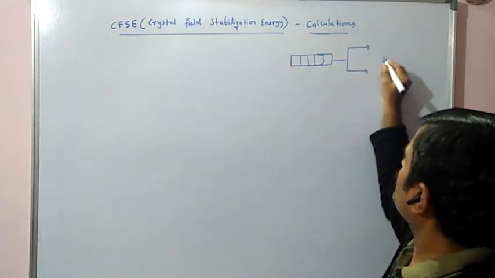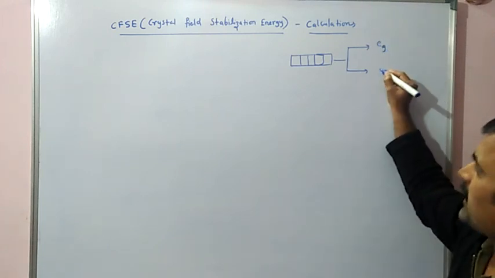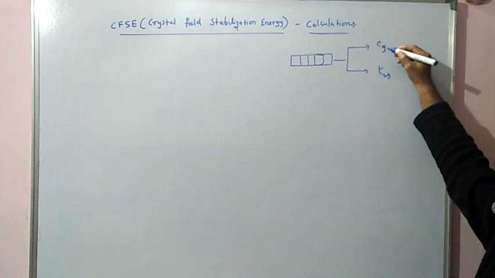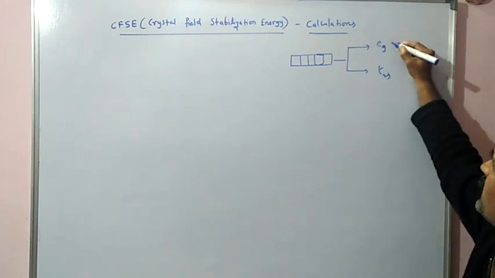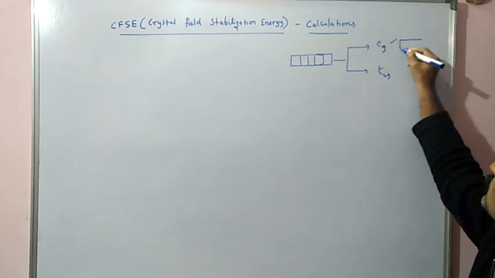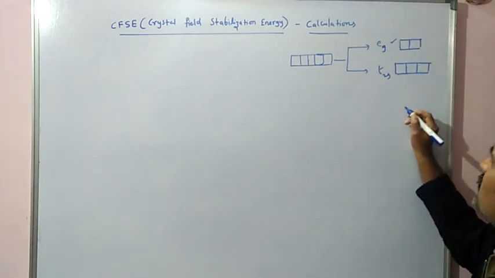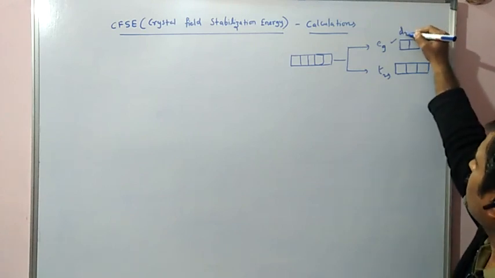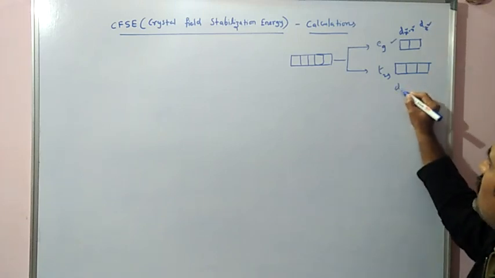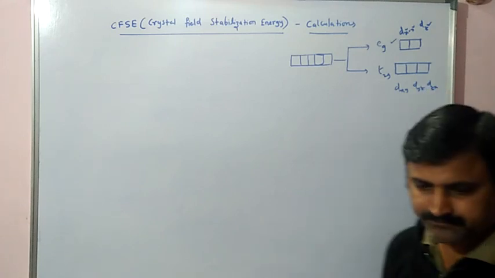are separated into two categories in the octahedral complex. One is Eg, another one is T2g. Eg has higher energy orbitals, T2g has lower energy orbitals. For Eg, we consider 2 orbitals, and for T2g, we consider 3 orbitals. In Eg, we have dx square minus y square and dz square. In T2g, we have dxy, dyz, dzx.